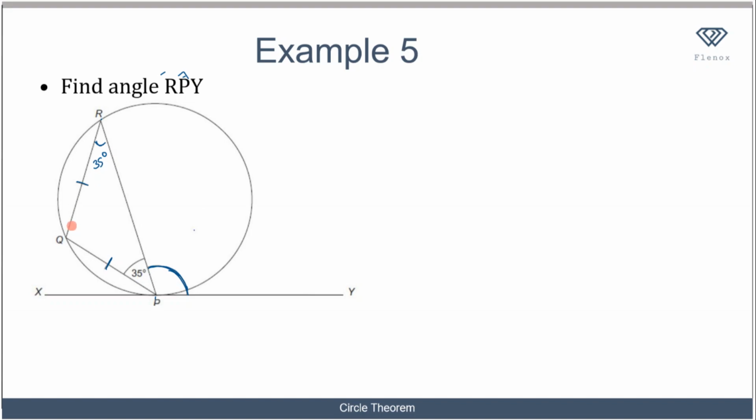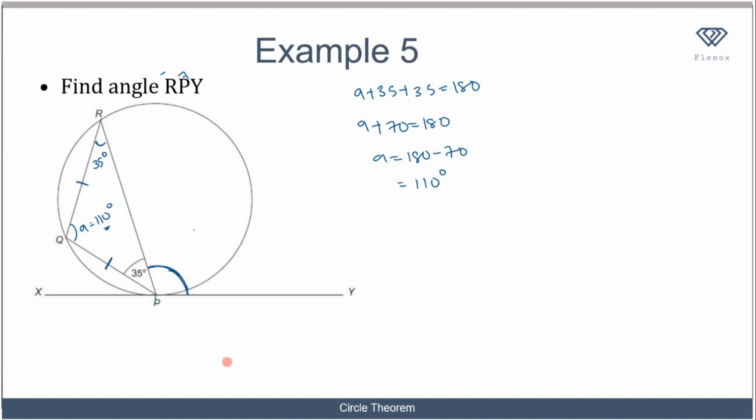So now we can find the value of angle Q, or angle RQP. So let's call this angle, for the sake of simplicity, A. So I know that the sum of angles in a triangle is 180 degrees. So I know that A plus 35 plus 35 is equal to 180. So I know that A plus 70 is equal to 180. So I know that A is 180 minus 70, and that is 110 degrees. So the value of my angle A is 110 degrees.